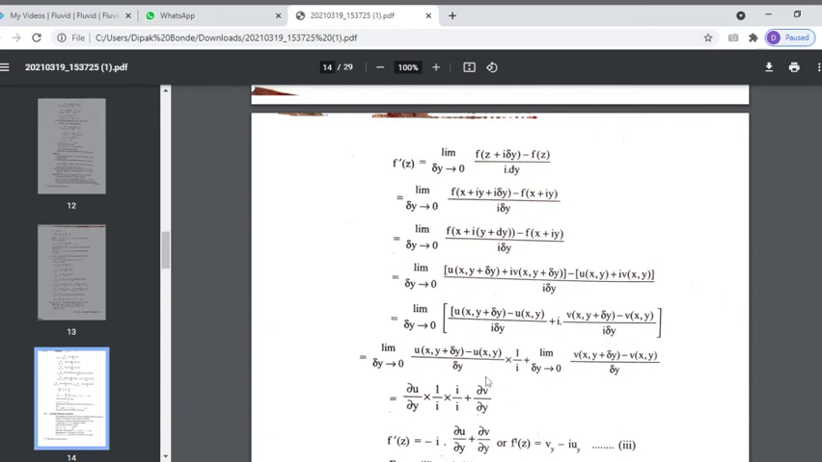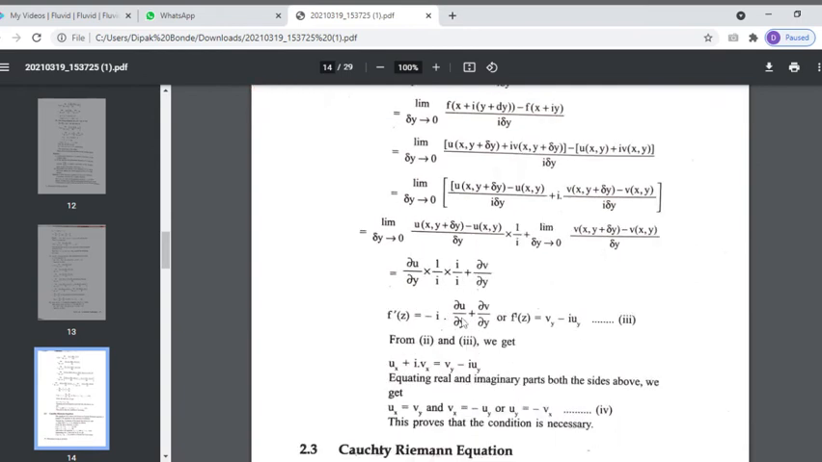So 1 upon i is minus i, so it becomes minus i into limit delta y tends to 0 of u(x, y + delta y) minus u(x, y) upon delta y, and this is minus i into i, so this is a plus limit delta y tends to 0 of v(x, y + delta y) minus v(x, y) upon delta y. So it becomes minus i into del u by del y plus del v by del y, that is v_y minus i u_y.